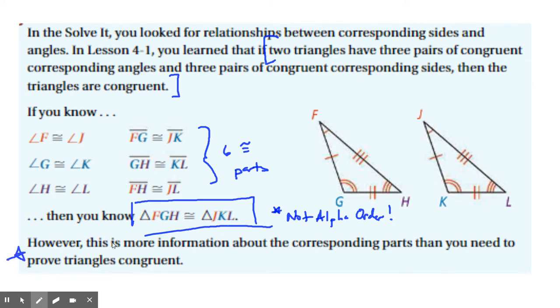It says, however, this is more information about corresponding parts than you need to prove the triangles congruent. So we're going to talk about, instead of knowing all 6 parts, is there a simpler way to go about proving triangles congruent? Well, let's see.